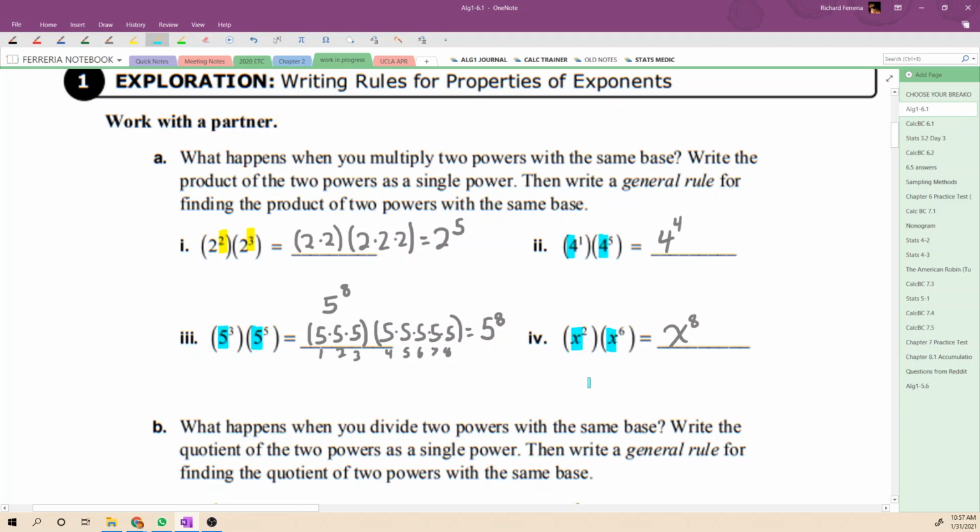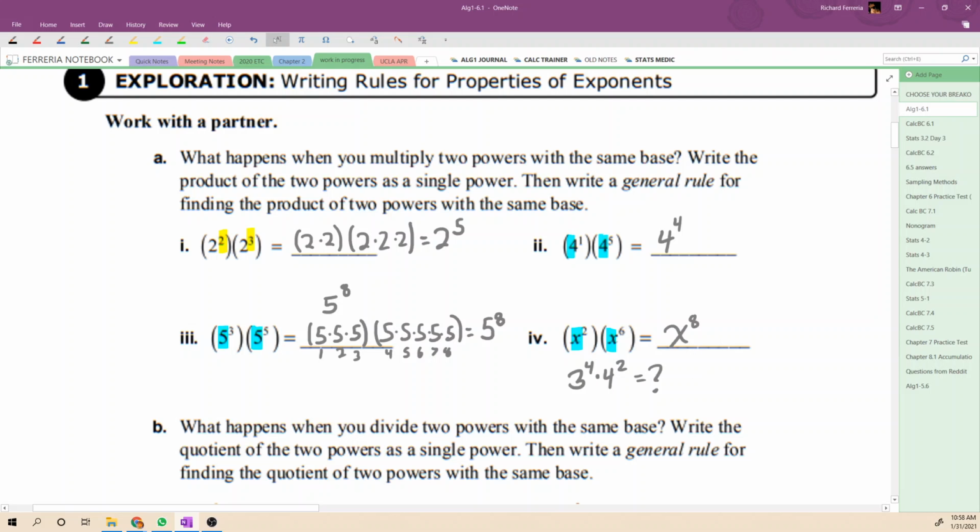So for example, this would not work with 3 to the 4th power multiplied by 4 squared. That's definitely not equal to, well, I don't even know what the base would be. So how would we even do this? Still not sure what that's going to be equal to.